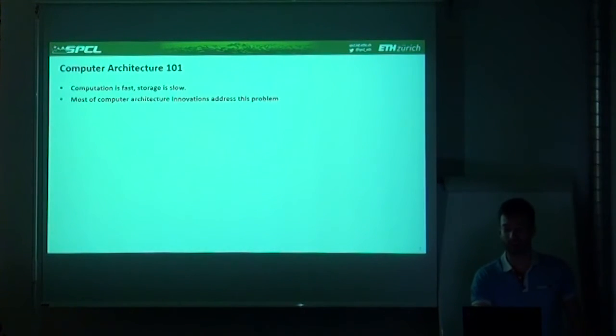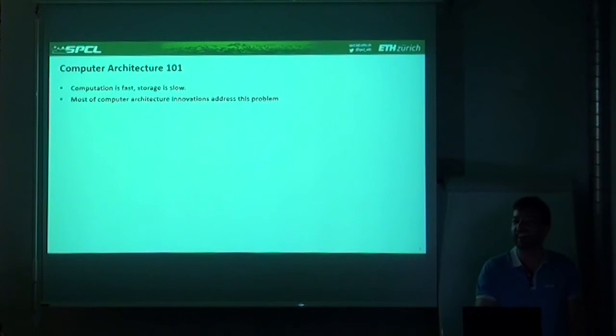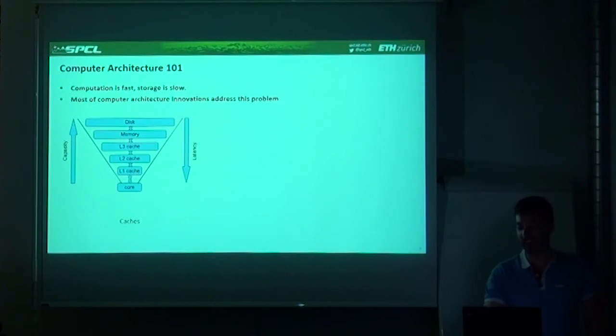So what is computer architecture anyway? Computer architecture is all about one sentence: computation is fast, storage is slow. And most of the stuff in computer architecture deals with how we address this problem. We cannot solve it, right? We can't make storage fast magically. We could make compute slower, but that would be kind of cheating and useless. So basically, we are trying to come up with tricks to solve this problem.